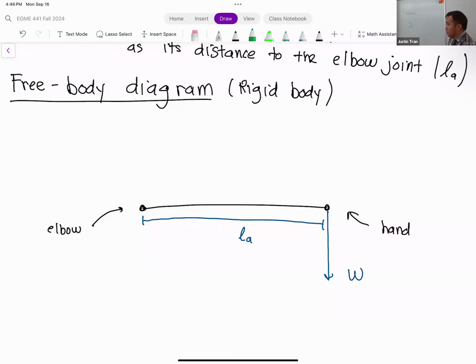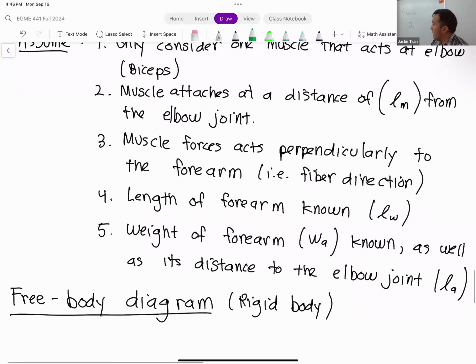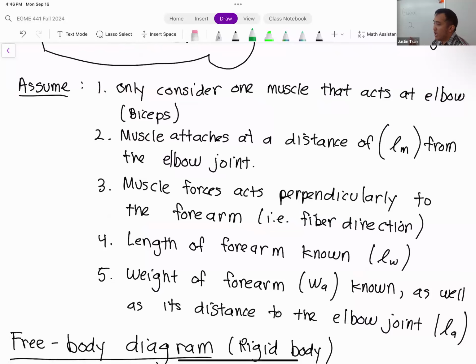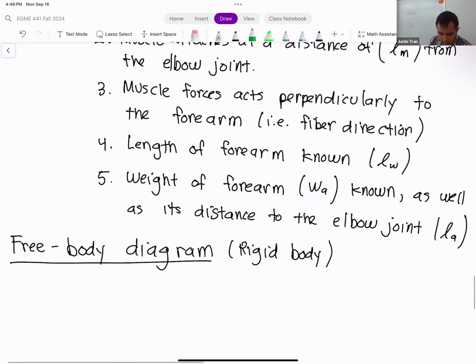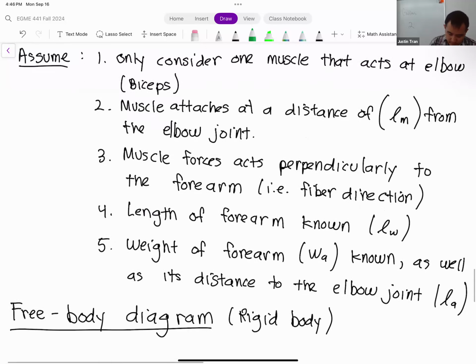Next, let's draw the muscle force. If we go back to our assumptions up here, we know a few things about the muscles. First of all, there's only one of them. So there's only one muscle that we are going to be considering in this case. And we know that it acts at a distance of LM away from the elbow joint. If you notice, from these assumptions, the elbow joint is the center of everything. All the distances are measured relative to the elbow joint. All the angles are measured relative to the elbow joint. So for most of these problems, there's going to be a central joint that is the focal point of the analysis. And so it's good to identify what that joint is.